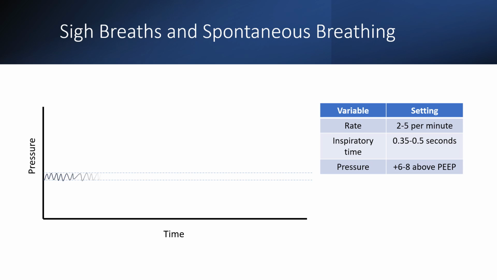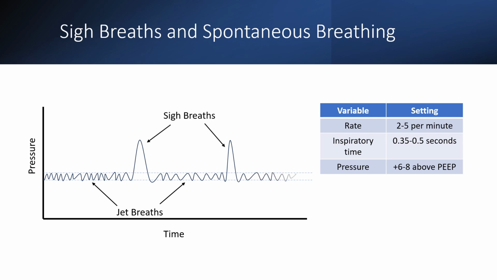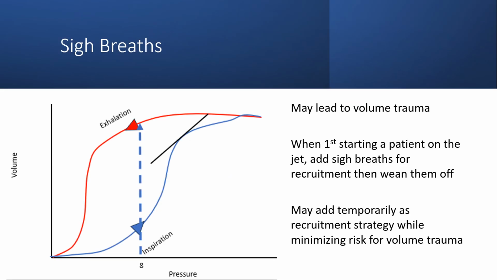The conventional ventilator can be utilized to administer sigh breaths at a rate of 2 to 5 breaths administered at 6 to 8 above the PEEP with an inspiratory time of 0.35 to 0.5 seconds. These are administered to help recruit alveoli and optimize gas exchange. The application of sigh breaths is an art that requires careful attention, as it can lead to volume trauma.